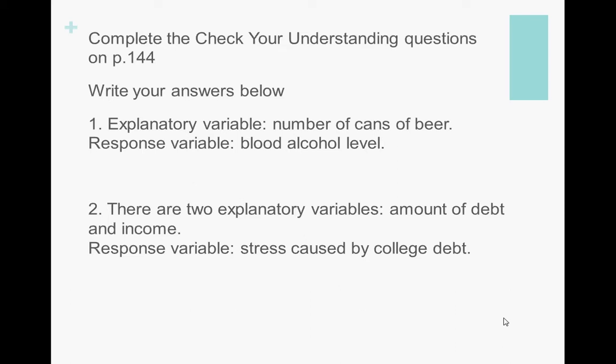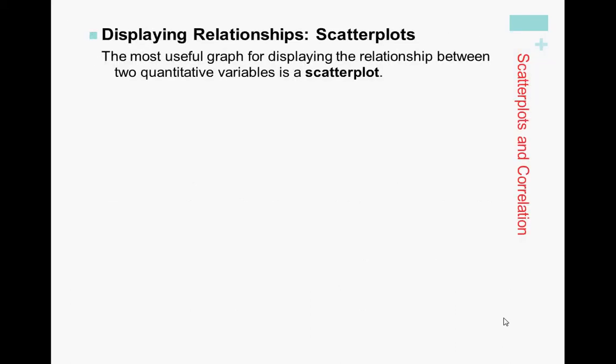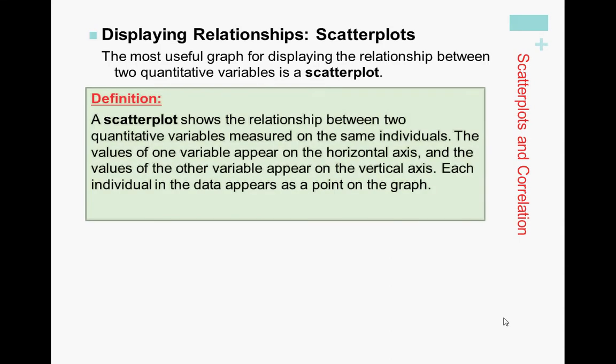Okay, one way we can display the relationships is with the scatter plot. That's the way we can show the relationship between two quantitative variables. So here's the official definition. A scatter plot shows the relationship between two quantitative variables measured on the same individuals. The value of one variable appears on the horizontal axis, and the values of the other variable appear on the vertical axis. And each individual in the data appears as a point on the graph.